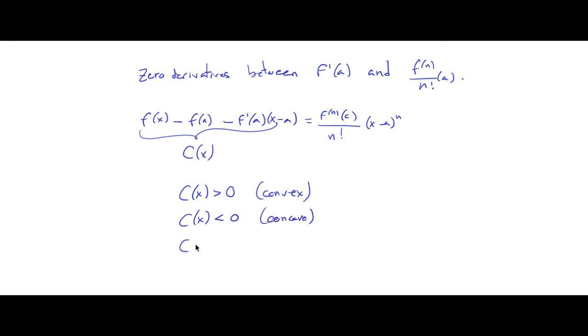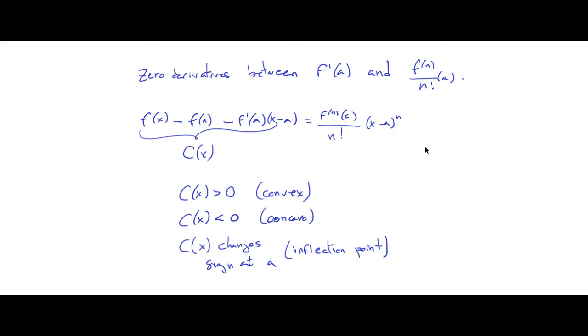And if it's neither, if it changes sign at A, then that means that there's an inflection point. Okay, so this function c, as you can see, the sign will depend on the sign of the derivative, and also on the power of n, right?